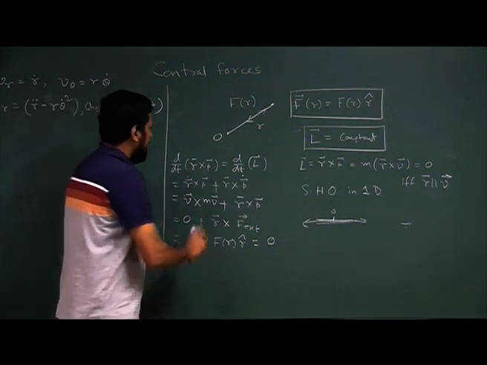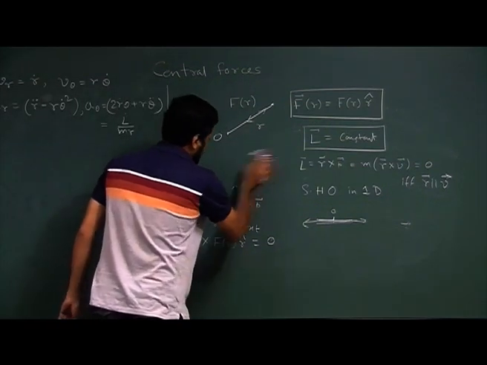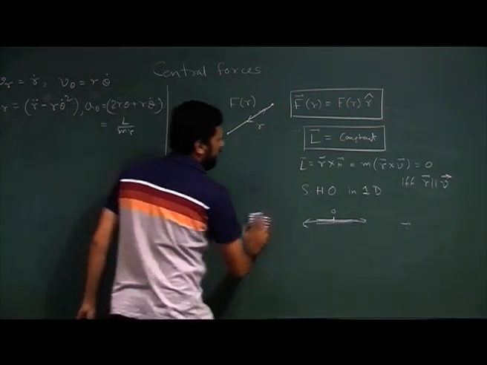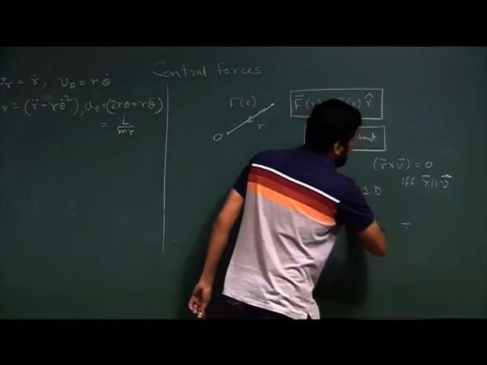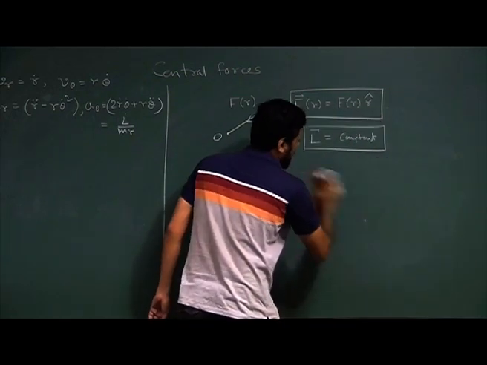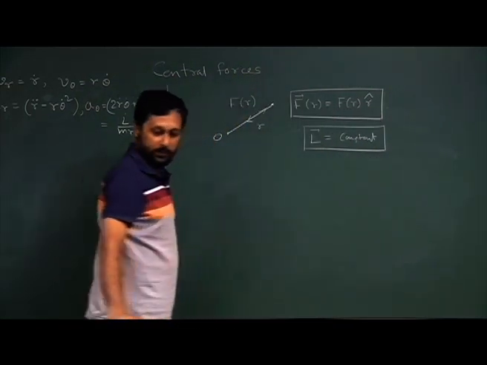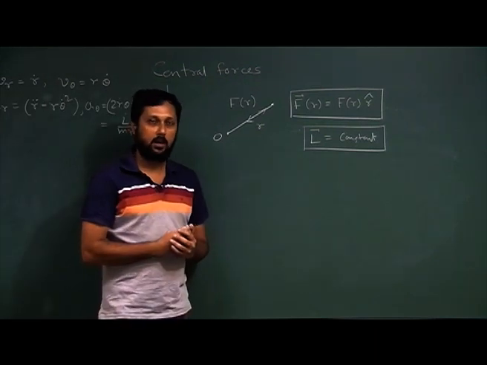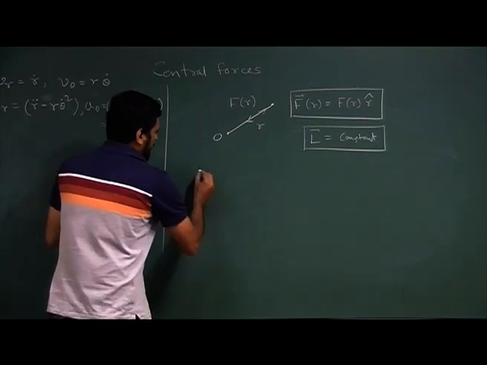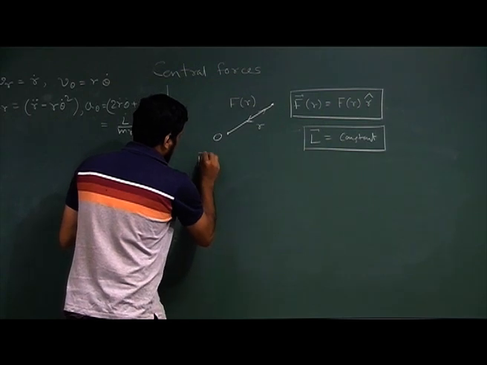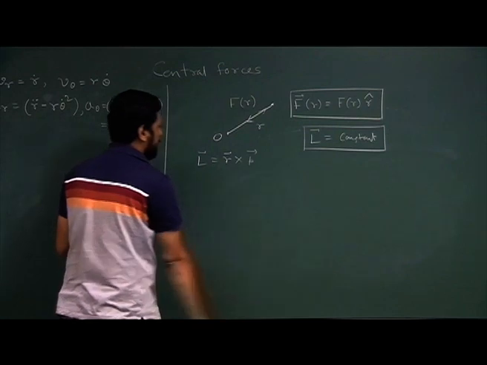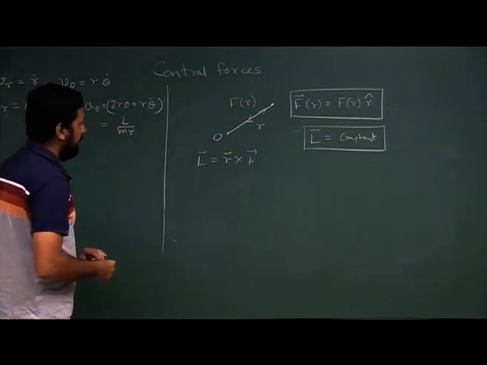So, in general, if we have a motion under central force, that means L is equal to constant. Now, this L being constant immediately tells us that the motion is also a planar motion. How? L is equal to R cross P, right.